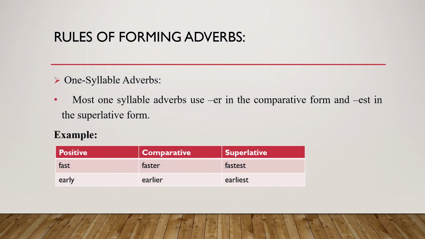There are certain rules of forming degrees of adverbs. The first one is one-syllable adverbs. Most one-syllable adverbs use er in the comparative form and est in the superlative form. For example, fast. Fast is a one-syllable adverb. So we will add er in its comparative form, faster, and est in its superlative form, fastest. Next one is early. It also has one syllable. So for making the comparative, we will add er and we will drop the y: earlier and earliest.